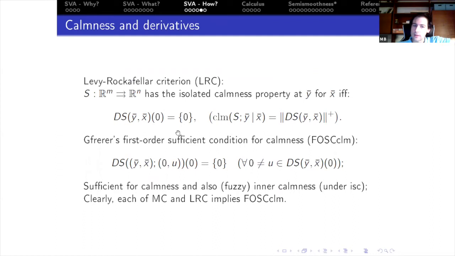You can also see it as a primal-dual condition. And yes, as the name suggests, it is sufficient for calmness. And also, as we saw on the diagram, for let's say fuzzy inner calmness, but still inner semicontinuity must be here, right?